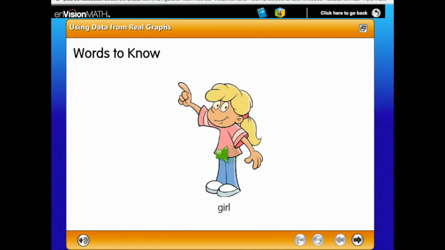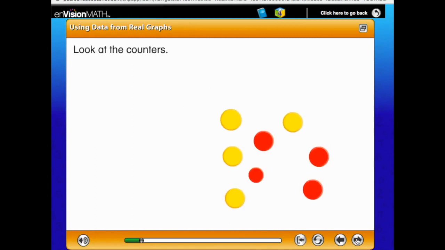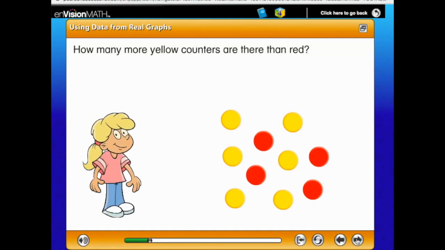Our words to know. Look at the counters. How many more yellow counters are there than red? So we know just looking at these counters, you can see that there's definitely more yellow counters than there are red counters. We want to know how many more extra yellow counters there are compared to the red.